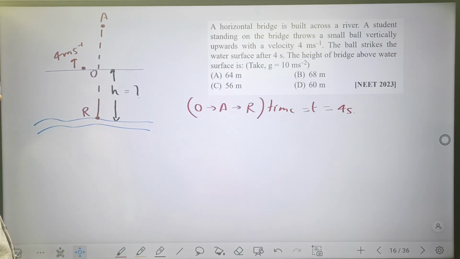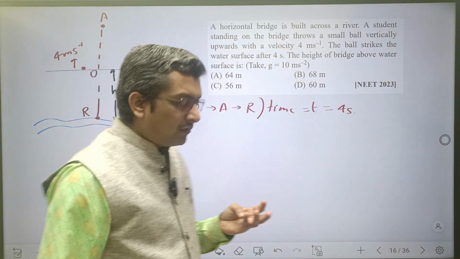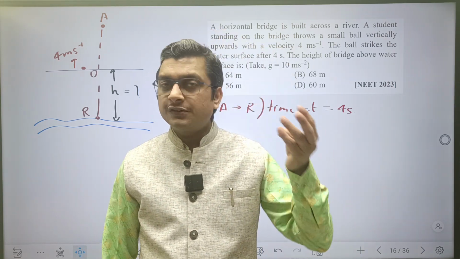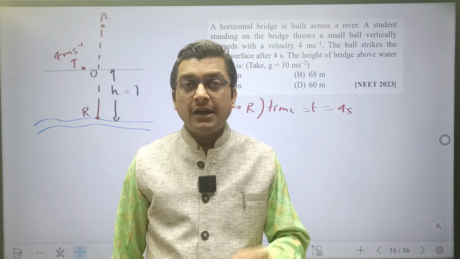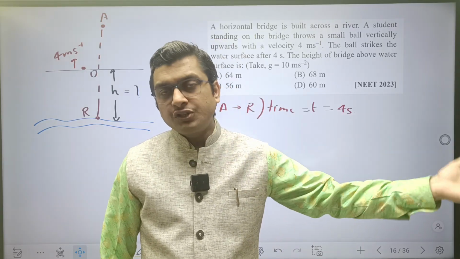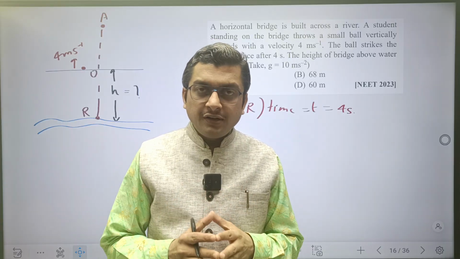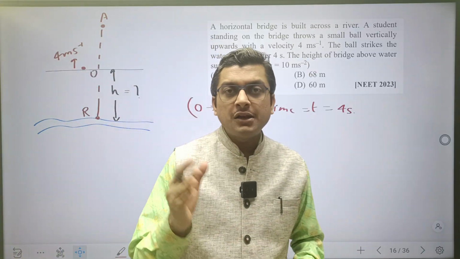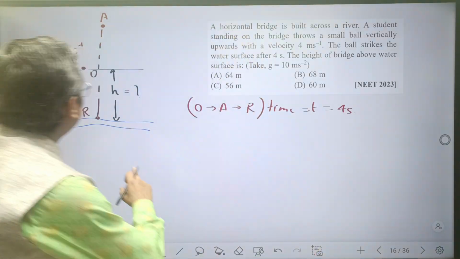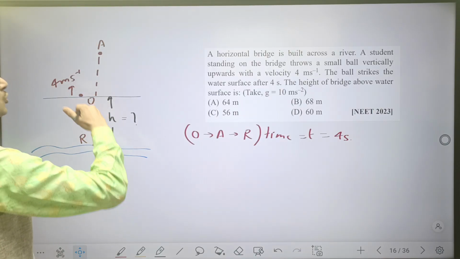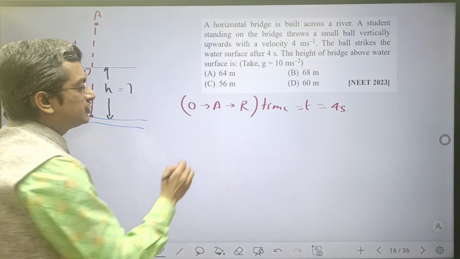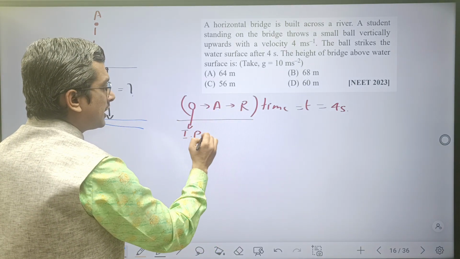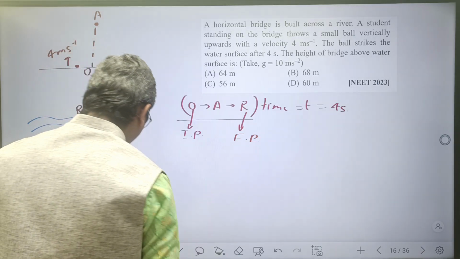So you can directly apply the equations of motion that we have learned. In these equations of motion we have acceleration, initial velocity, final velocity, time, and we have s. The s used in these equations of motion represents the displacement, isn't it? And what is displacement? Displacement is final position minus initial position. So instead of taking two different equations of motion, that is from O to A then A to R, I am taking the journey from O to R. This is the initial position, IP, and R is the final position, FP.